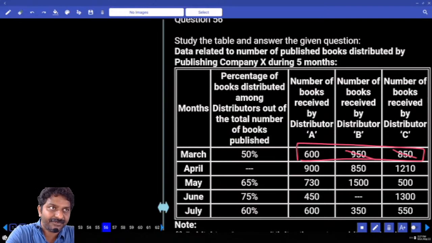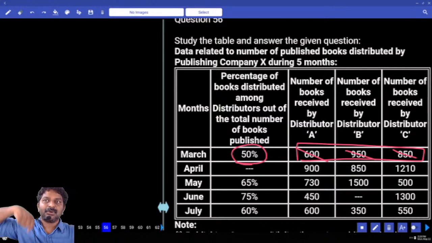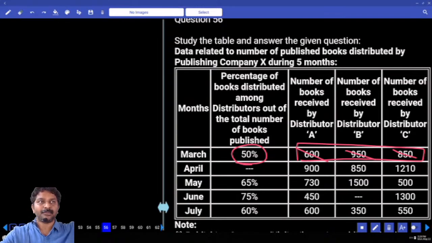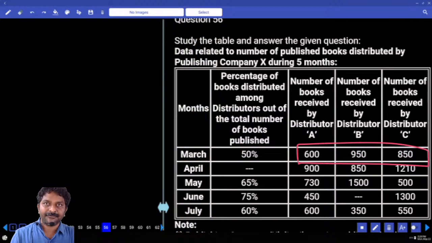850, 950, 1800, 1800, 600, 2400 books that they received, right? A, B, C together is equal to 50% of books published only. Published meaning those which are printed. Out of all the books printed, all cannot be distributed to booksellers, right? So 50% of the books were equal to 2400. Total number of books published is 100%, that is going to be 4800.